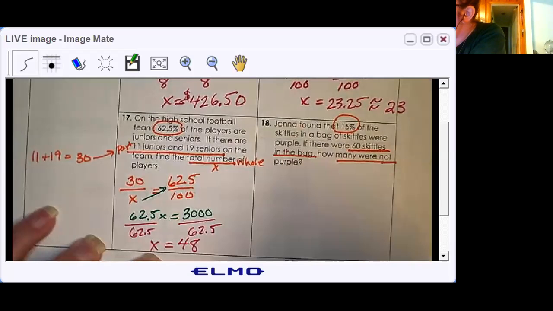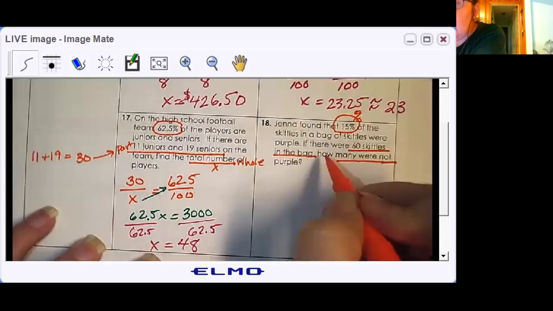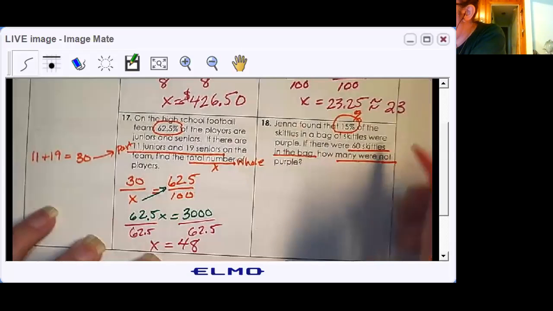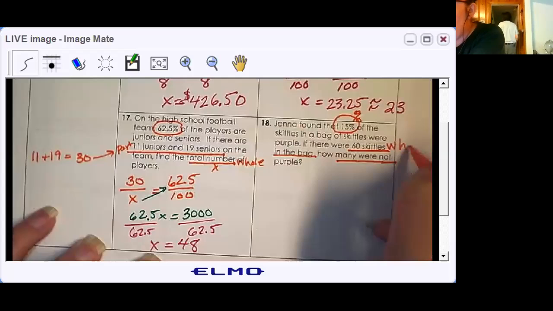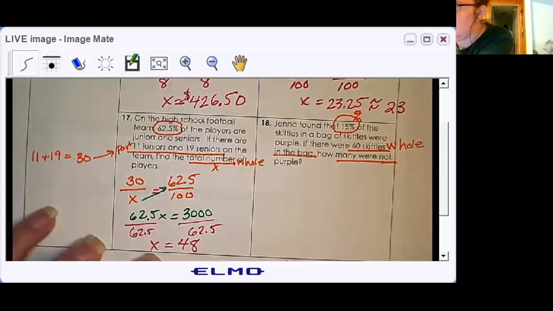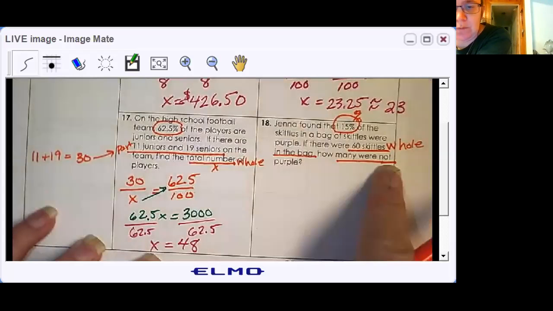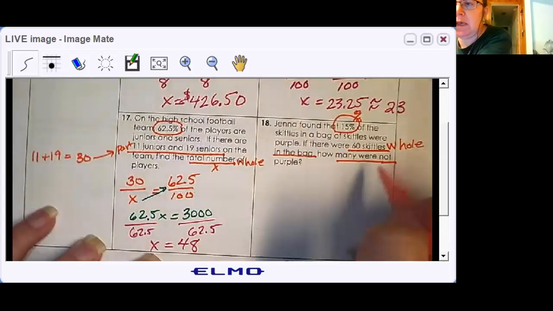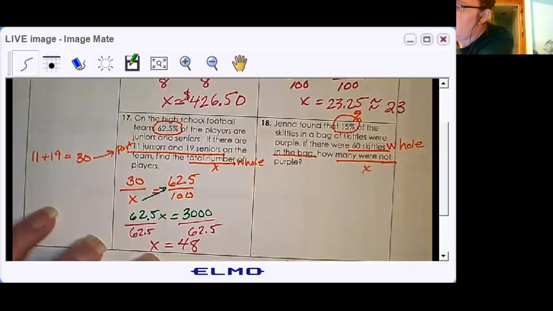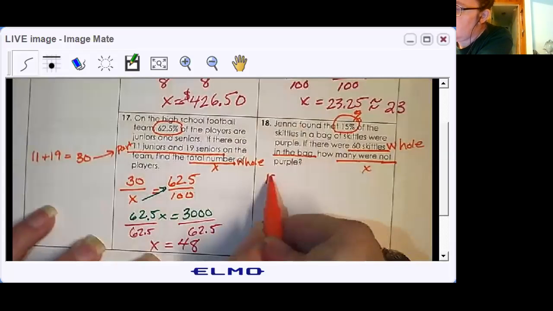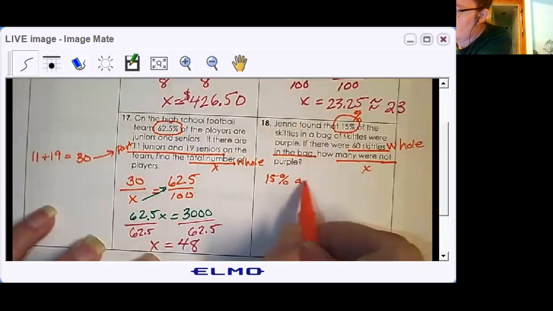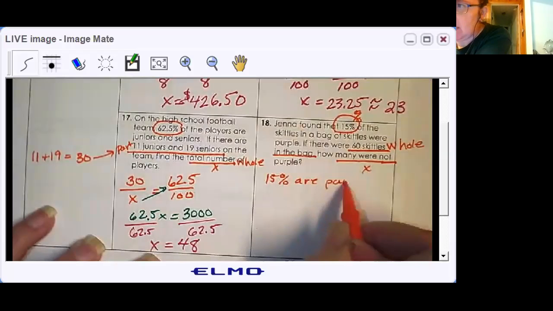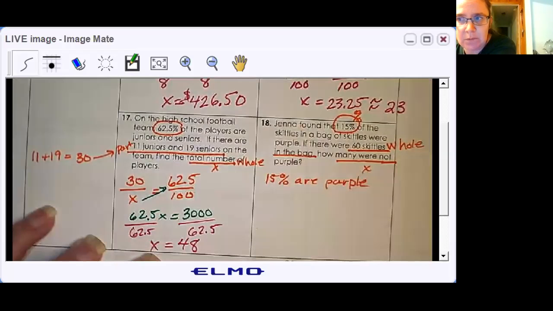This is my percent. It said there were 60 Skittles in the whole bag, so that's my whole. But my part's a little different this time because it said how many were not purple. So that means we got to think a little bit. If 15% are purple, then what percent is not purple? Well, let's think about it.